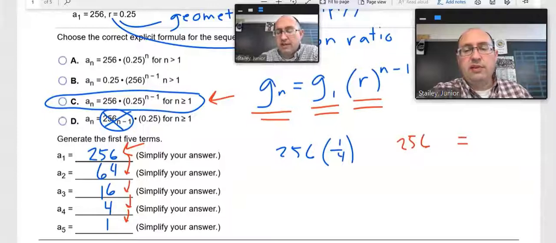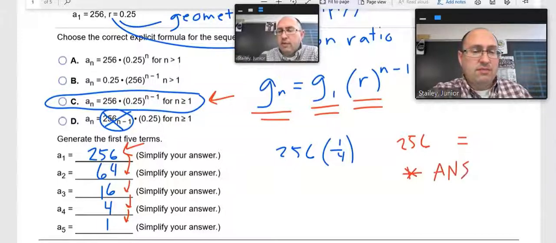Not sure what I'm writing down here. 256 and an equal sign and something else. Times what? Oh, I'm talking about the recursive pattern.